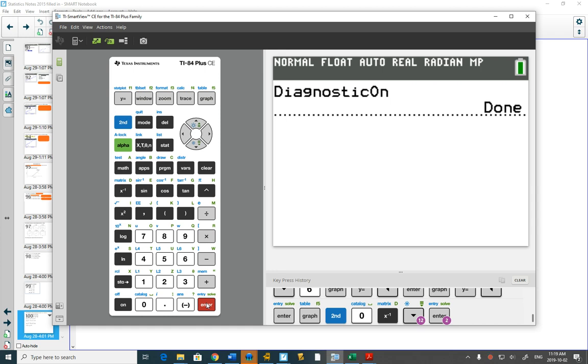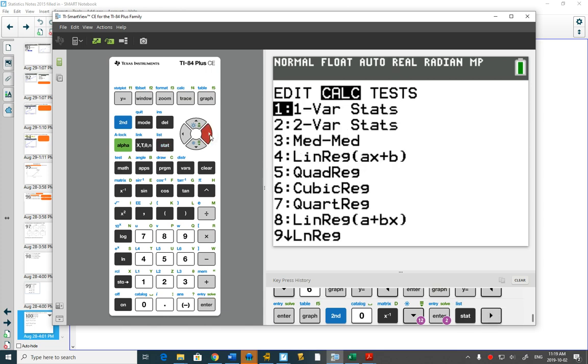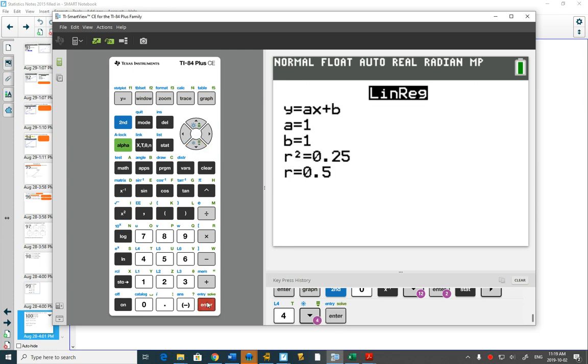What it does, now that it's turned on, is if we go back to what we did before, which was stat, calculate, number 4, linear regression. Now when I go to calculate it, not only does it find my equation, but underneath it has r squared and r.